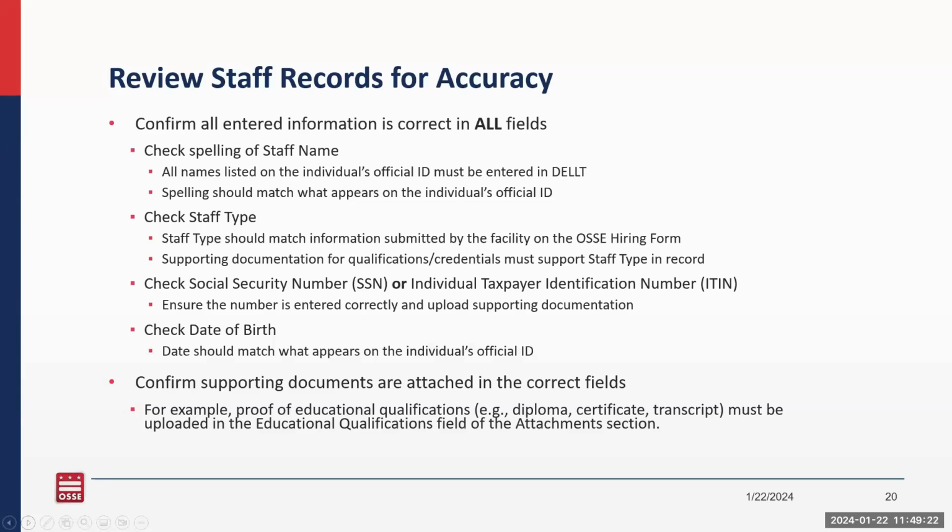Check staff type. The staff type should match information submitted by the facility on the OSSI hiring form. Supporting documentation for qualifications and credentials must support the staff type and record. Check Social Security number or individual taxpayer identification number. Ensure the number is entered correctly and upload supporting documentation. Check date of birth. The date should match what appears on the individual's official ID.